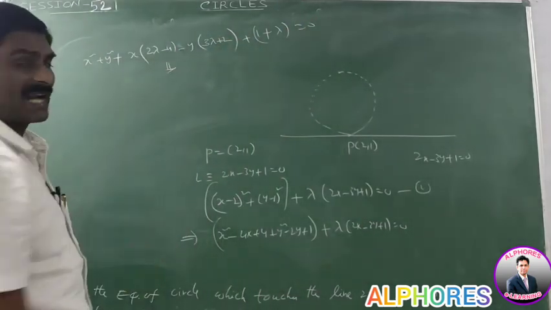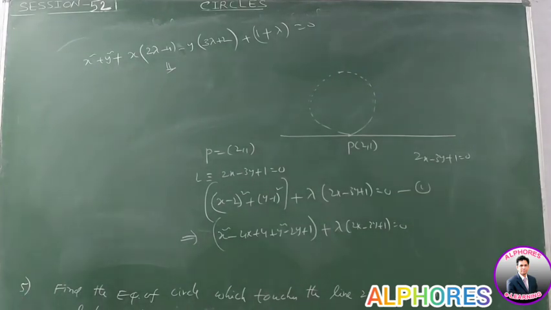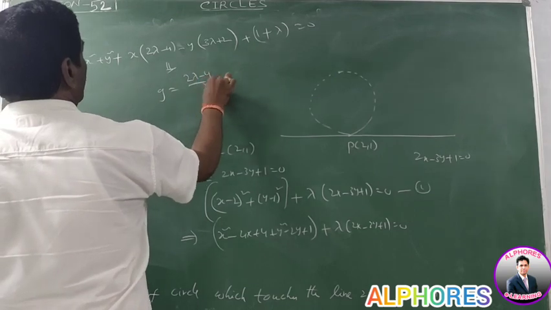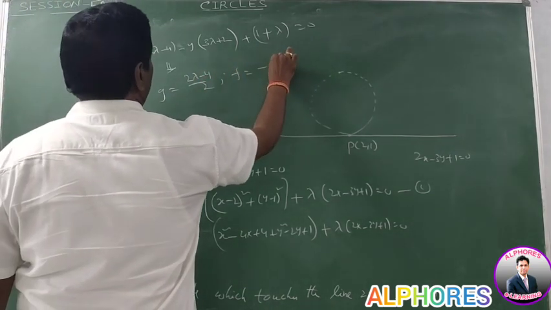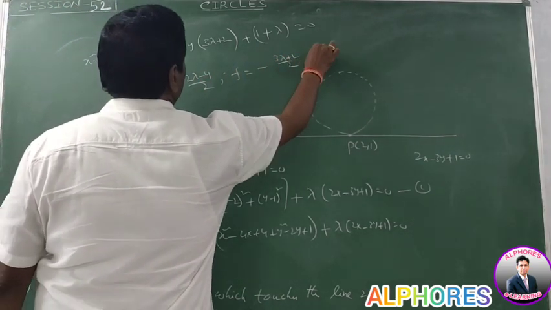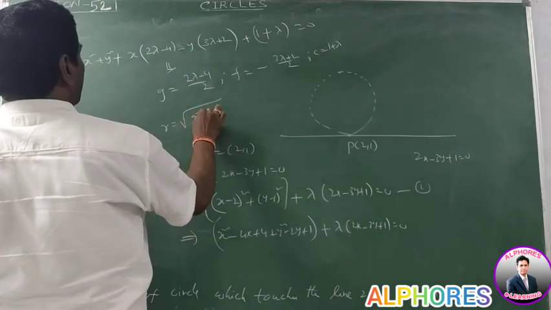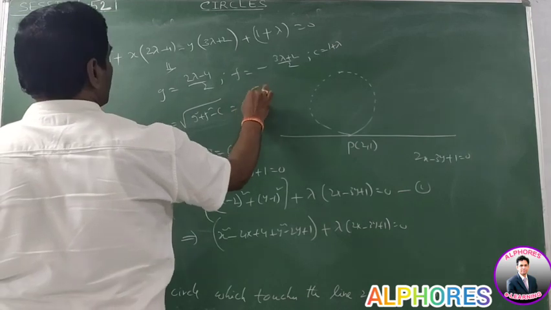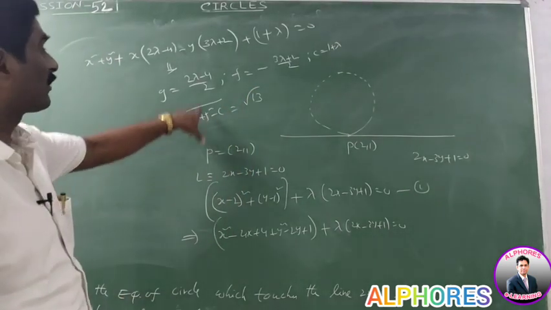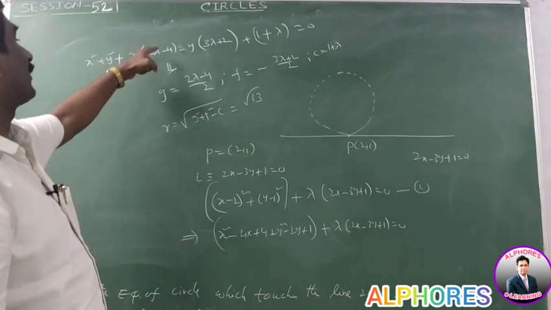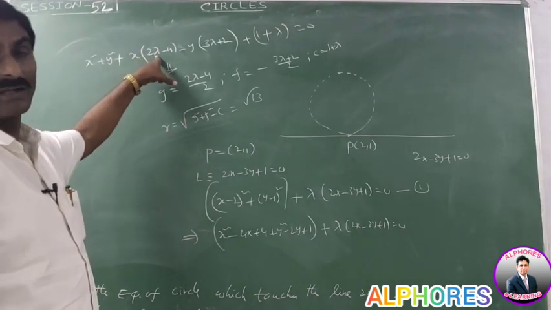It is in the standard form x square plus y square plus 2gx plus 2fy plus c equals 0. Here g is equal to (2 lambda minus 4) by 2, f is equal to minus (3 lambda plus 2) by 2, and c is equal to 1 plus lambda. What is the radius of the circle? Root over g square plus f square minus c. But from the given data, this value is root 13. By using this property, we find the value of lambda and substitute it in this equation. We get the equation of the required circle.